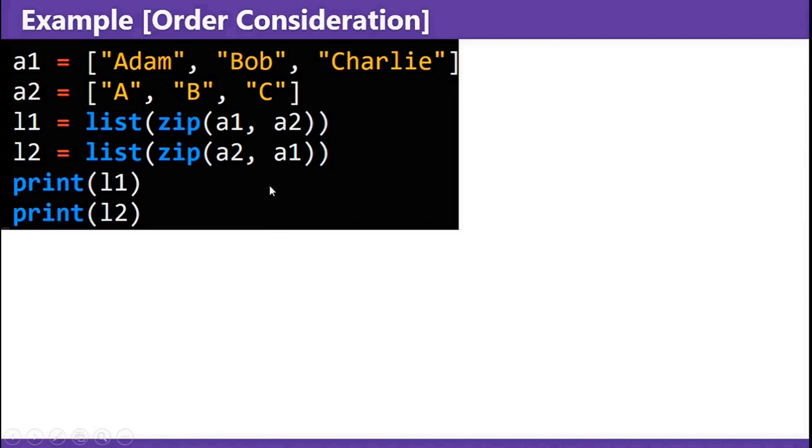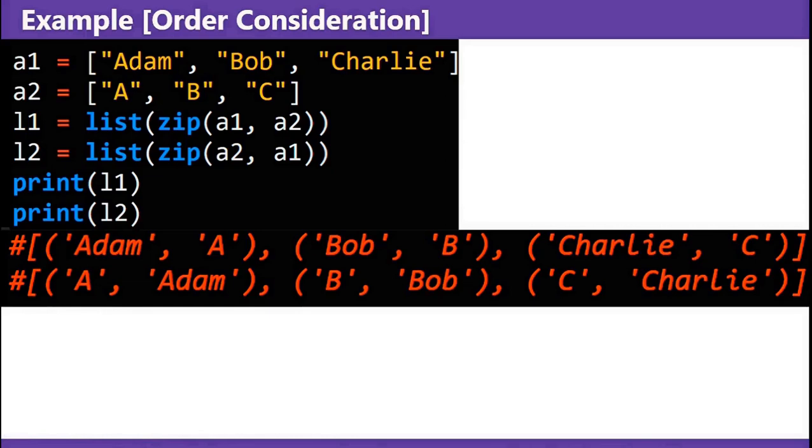It turns out the order you pass containers into zip determines the order in which objects appear in the tuple. The first element of the first container you pass into zip will be the first element in the first tuple in the zipped object. And you can see that when you do the names first, Adam is first, and when you do the letters first, A is first.